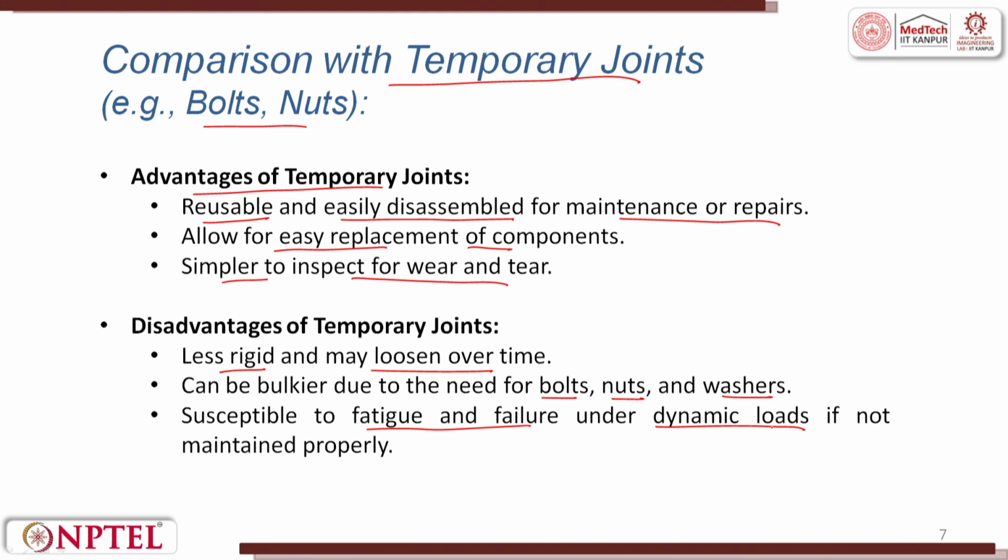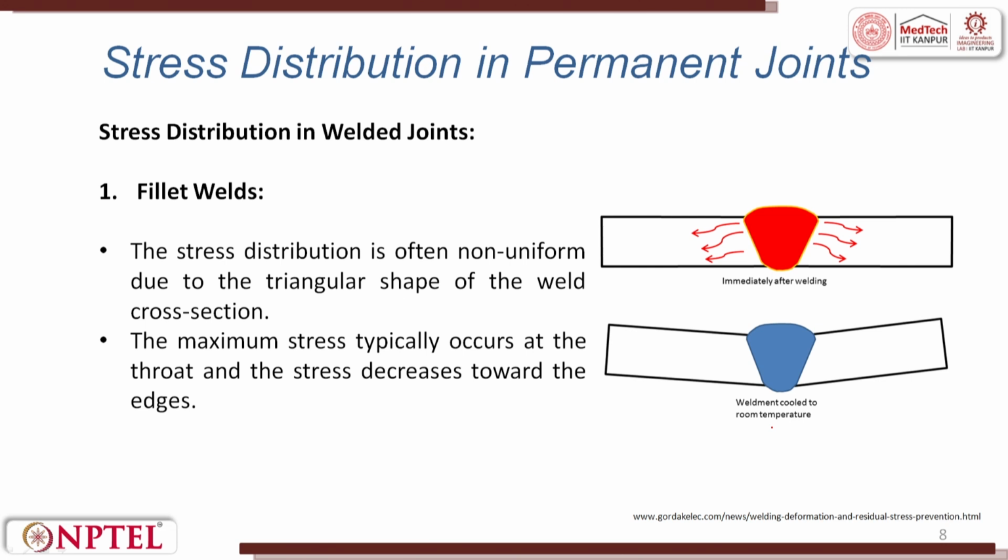Let us now talk about stress distribution in permanent joints. Stress distribution in welding joints, we'll talk about fillet welds and butt welds. The stress distribution is often non-uniform due to the triangular shape of the weld cross section. So, this is a fillet weld. Immediately after welding you can see the stress lines are like this, stress distribution is going in this direction. Maximum stress typically occurs at the throat and stress decreases towards the edges.